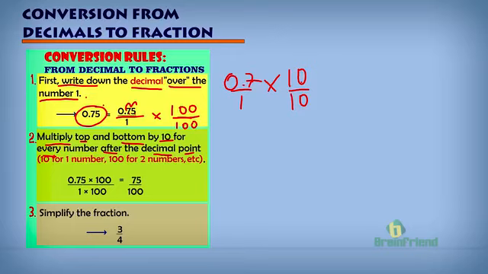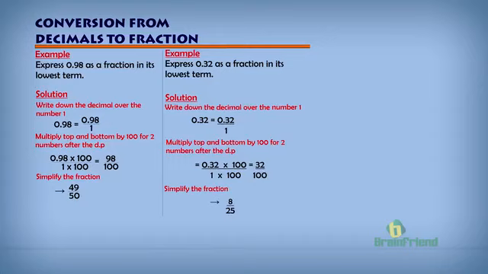0.75 all over 1, we will multiply the top and the bottom by 100. That is, 0.75 times 100 will give us 75. 1 times 100, of course, would give us 100. Now we have a fraction 75 all over 100. We simply go ahead to simplify our fraction. We divide 75 over 100 by common terms, and that would give us 3 over 4 as the simplest possible fraction. Let's take a look at some examples.